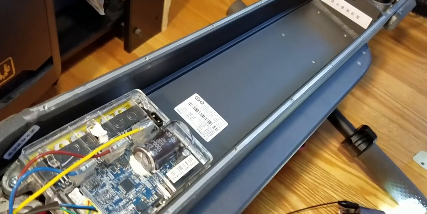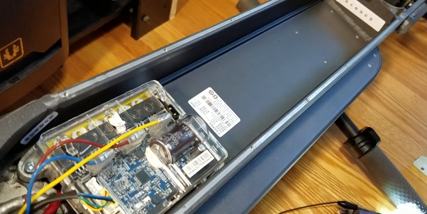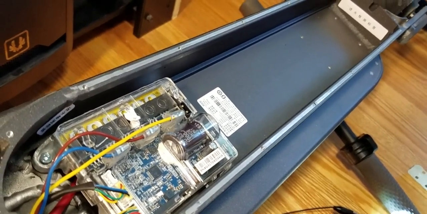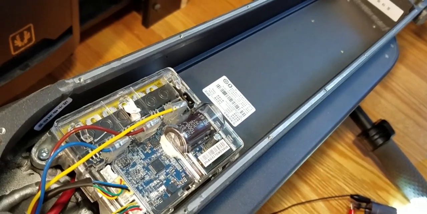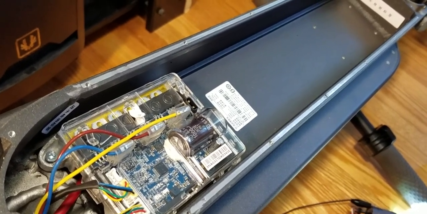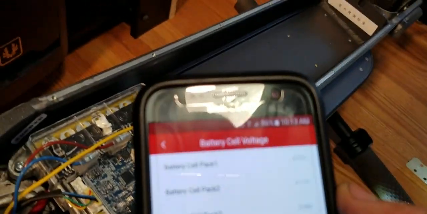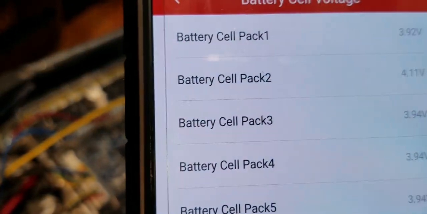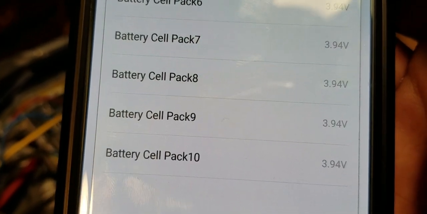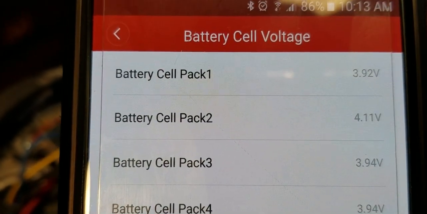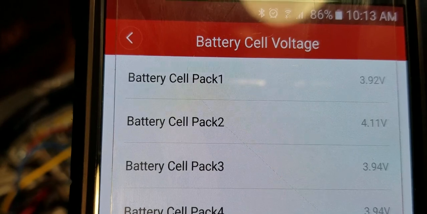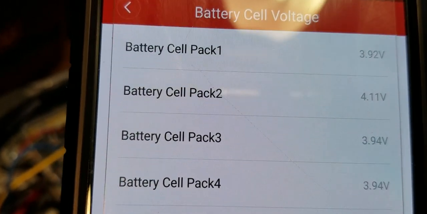So then I downloaded the Mi Home app from the App Store, and I used that to connect to my Xiaomi M365 scooter because I realized it gave me some extra information on the battery. What it gave me over the Ninebot app was that you could see the individual cells, well, cell packs, and the voltages of each of them. You can see here, they're all about 3.94 volts, and then this one here, battery cell pack 2, is sitting at 4.11. So now I realized that the battery was unbalanced, so I had to figure out a way to fix that.